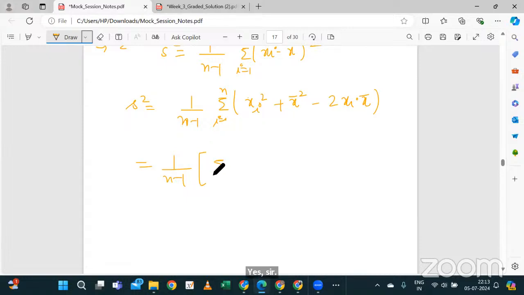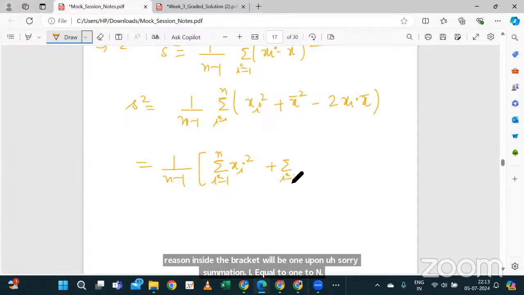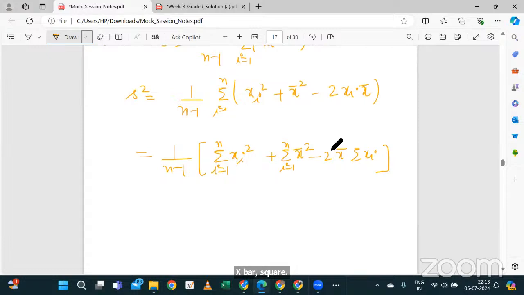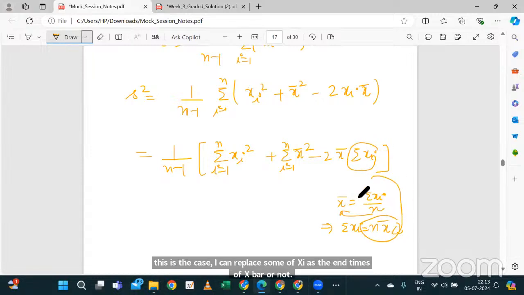If you take the summation inside the bracket, it will be summation i equals 1 to n xi square plus summation i equals 1 to n x bar square minus 2 x bar summation of xi. And you know what x bar is? X bar is summation of xi by n. If this is the case, I can replace summation of xi as n times x bar, or not? Yes. So this part I can replace with n x bar.